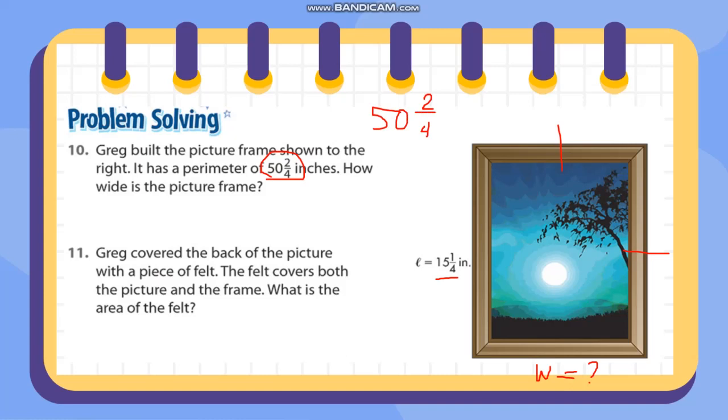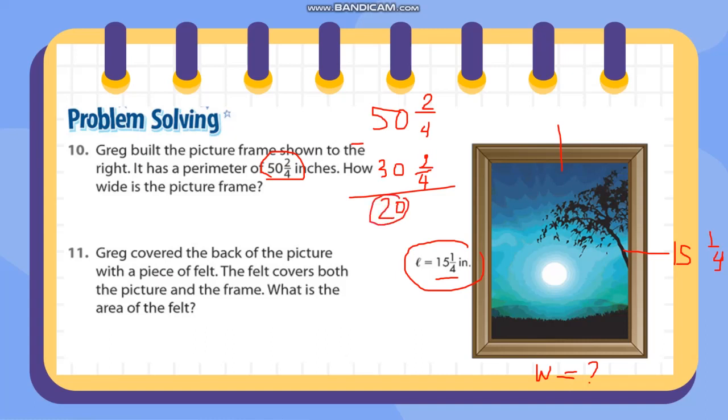So the first side, the length, is 15 and 1/4. It means the opposite side is also 15 and 1/4. And if you're going to add 15 and 1/4 plus 15 and 1/4, 1/4 plus 1/4 means 2/4, and 15 plus 15 is equivalent to 30. Then we're going to subtract that one in order to get these two sides. So 2/4 minus 2/4 is 0, and 50 minus 30 is 20. That's why the answer is 20.